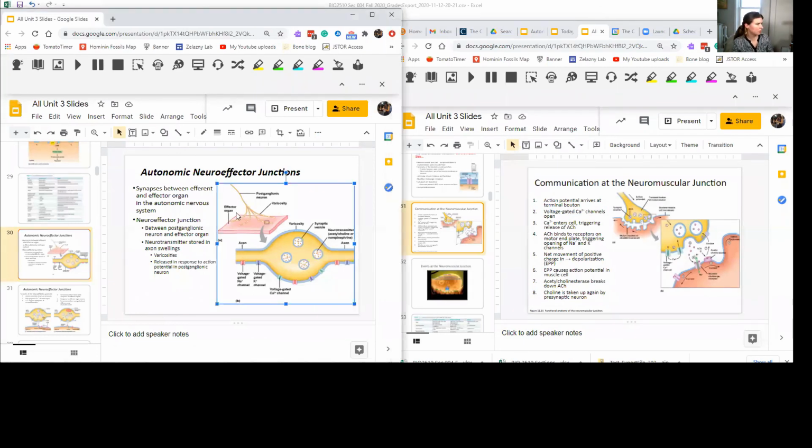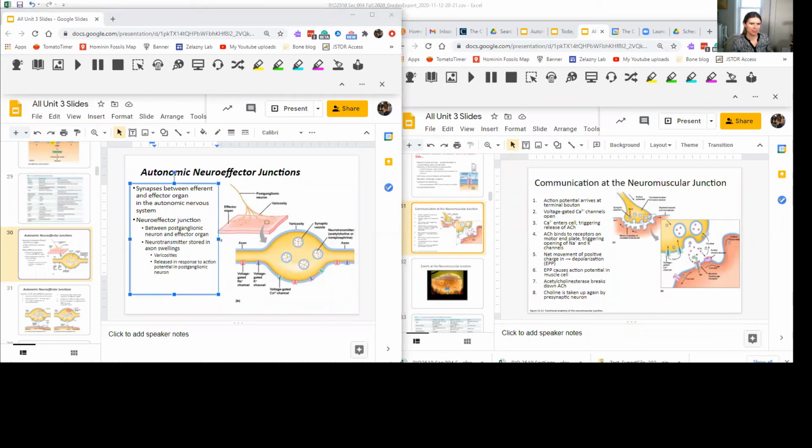Okay, so here we had our varicosities, these kind of swellings, versus here at the neuromuscular junction, we just have this one terminal bouton. Another thing we might think about are the receptors that we're seeing. Actually, that's not that helpful. The receptors aren't that helpful. The effect of the neuroeffector junction is going to be more general because we don't see it linked up as tightly as at the neuromuscular junction.